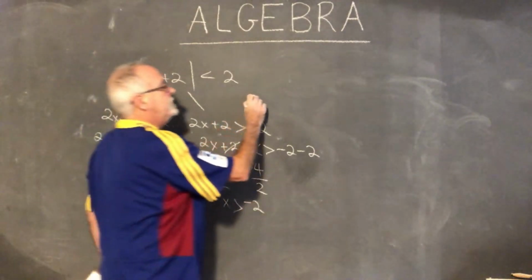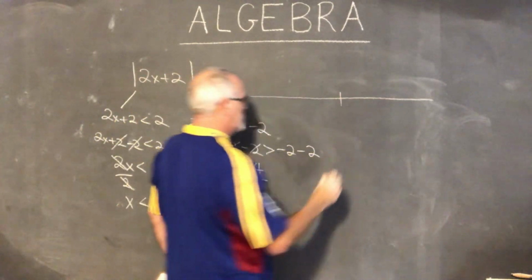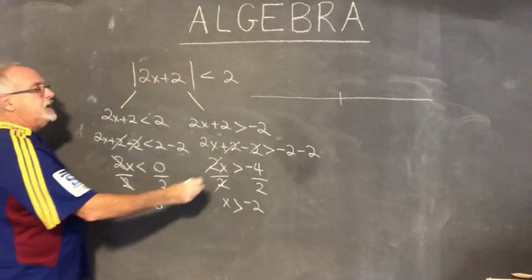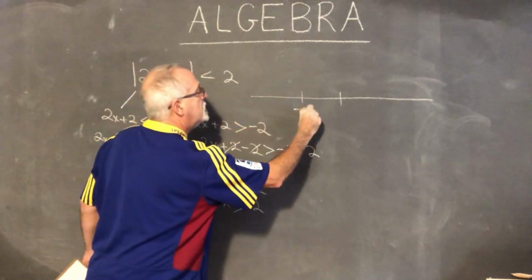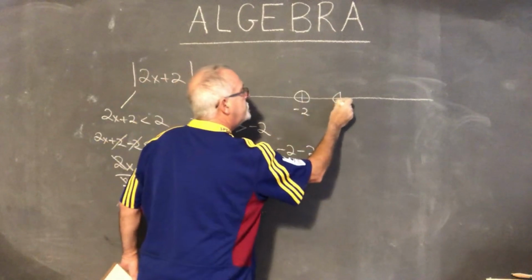Interesting. Let's graph it. There's my 0. Need that for sure. I also want negative 2. Let's put circles on them.